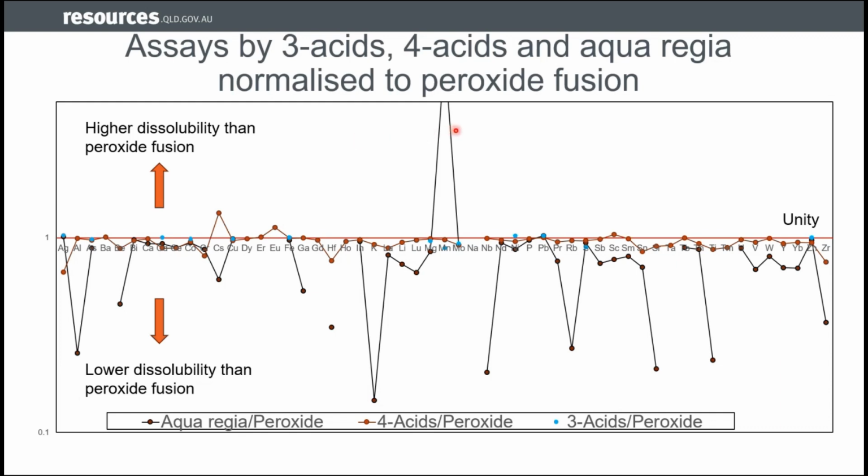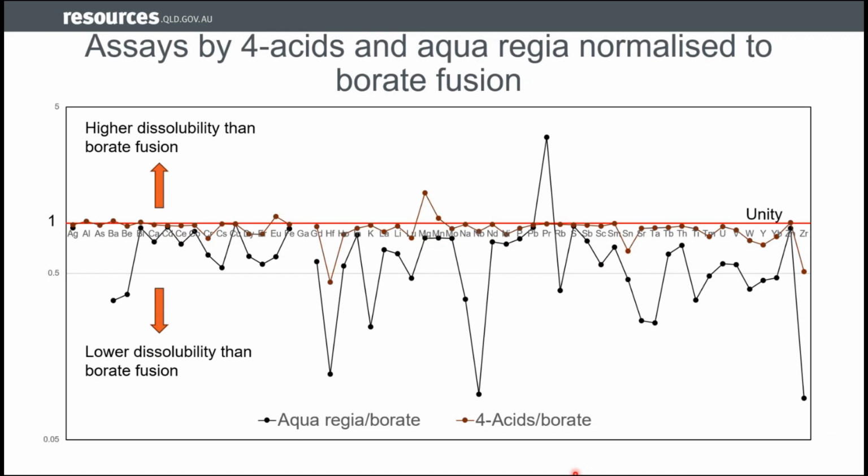In this case, 4 acids, 3 acids, or the aqua regia, compared to the peroxide fusion. Below means that there's more dissolution with the peroxide fusion itself. What this shows really clearly is that 4-acid digest and the 3-acid digest match closest to the peroxide value. In other words, they give the best results. For the aqua regia, it falls far below the parity line, except for some of these traditional ore materials, where copper, lead, zinc fit pretty well. I'll do the same thing with the borate fusion itself. And again, this is just comparing 4 acids and the aqua regia.